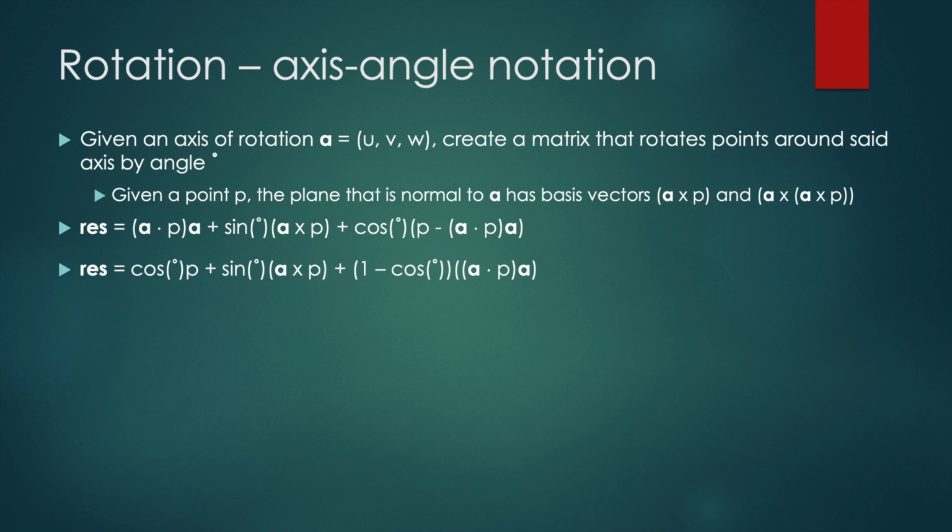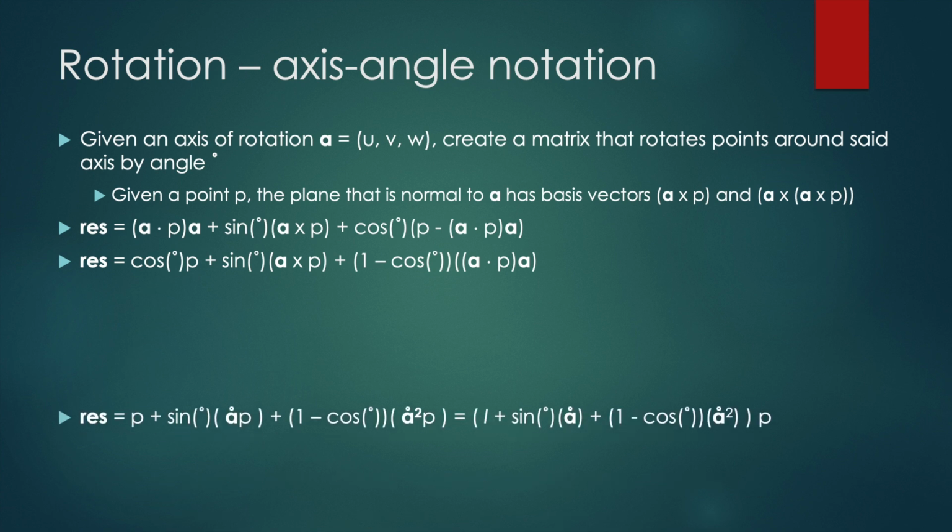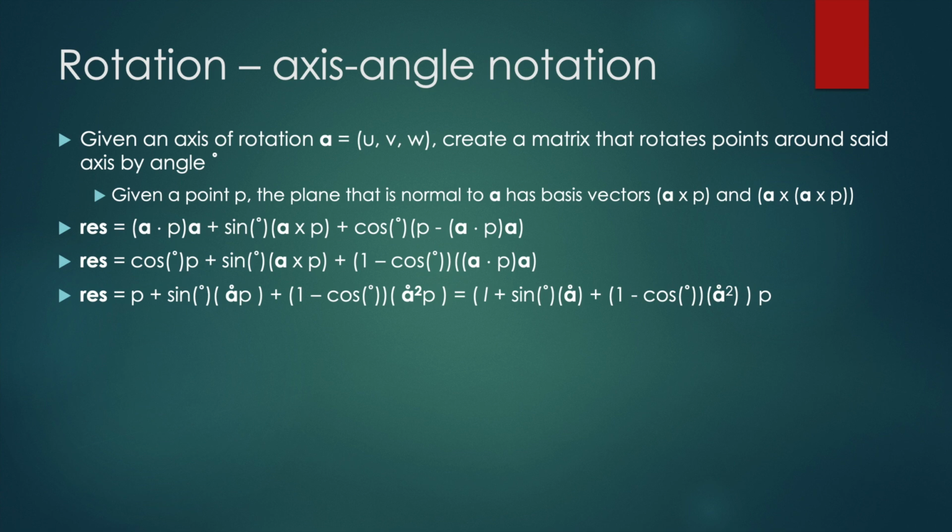Now you can FOIL this out and collect like terms to yield the following equation. And then finally you can rewrite all of the cross products with a cross product matrix, as in instead of doing the cross of a vector with a vector, you write A in matrix form where the matrix multiplication gives you the cross product. And that yields this equation where A times A dot P minus P is added to the 1 minus cosine term and FOILed out so that the cross product matrix of A squared can be used.